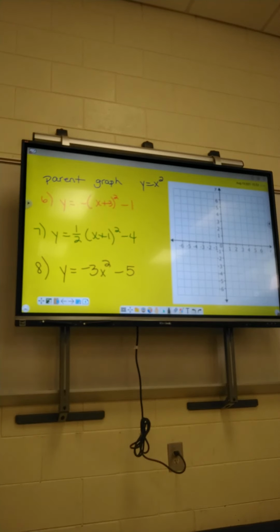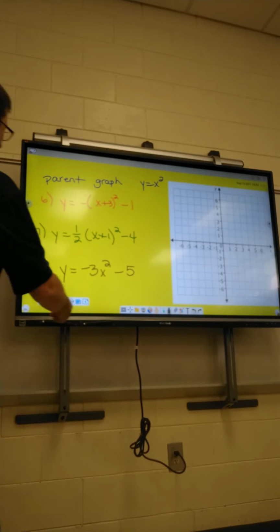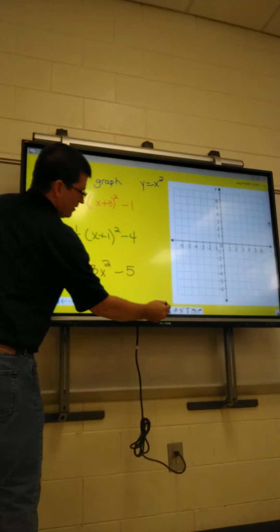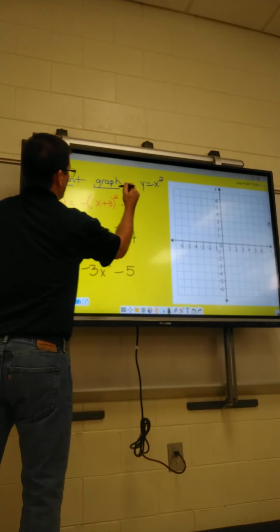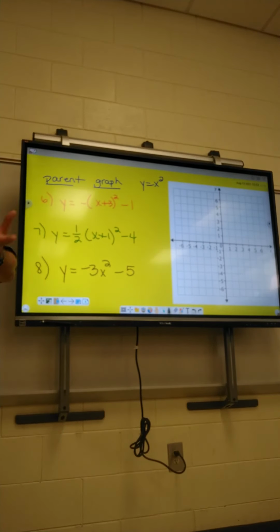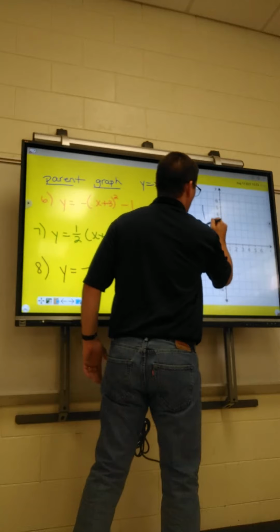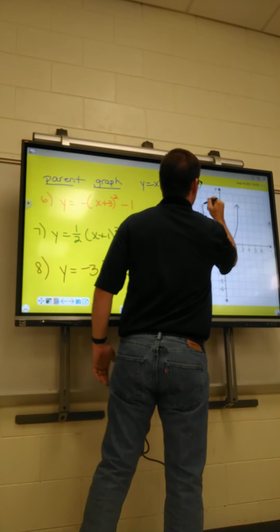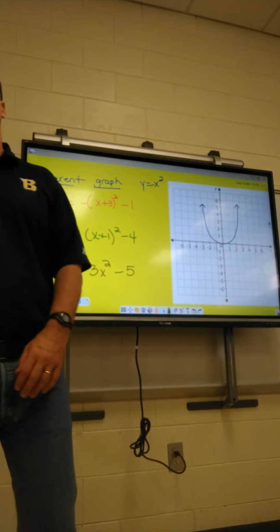All right, guys, this is new stuff. Look at number 6. Look right above number 6 where it says parent graph. You guys are supposed to know what that looks like from last year. Does anybody remember? No. What kind of shape is an x squared? It's a parabola. So right now, draw a normal size parabola right in the center of your graph.